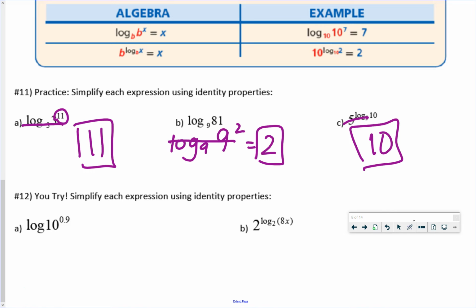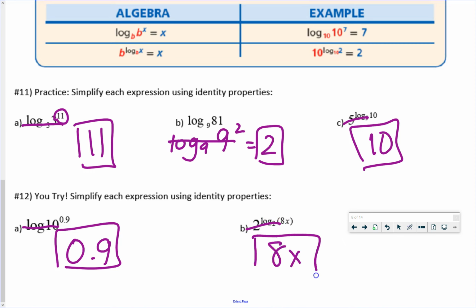Yes, you can do the you try. Log base 10 of 10 to the 0.9. Do I have two bases there? Yes, I do. They're both 10. That's a common log, right? Oh, yeah. They're both base 10. Yep, so log 10 of 10 cancels out. It's just 0.9. So my next one, 2 raised to log base 2 of 8x. 2 log 2 is gone. 8x is left behind. Okay. That is really it for inverses. I rewrote it as 9 squared.